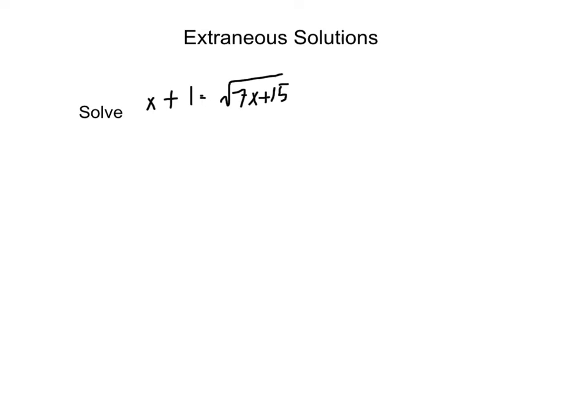Now we're going to do the exact same type of problem, except this time we're going to have more than one answer, and therefore extraneous solutions. So we're going to solve x plus 1 equals the quantity 7x plus 15 times 1/2, or the square root of 7x plus 15, because remember, this quantity is also 7x plus 15 raised to the 1/2. So either way, we're going to be squaring both sides.